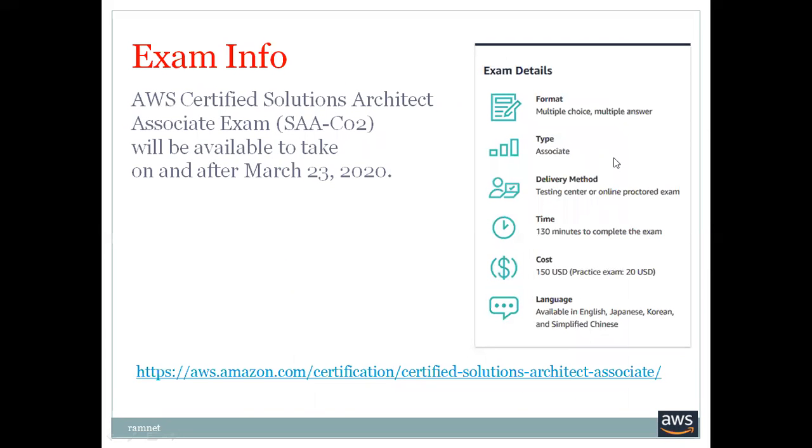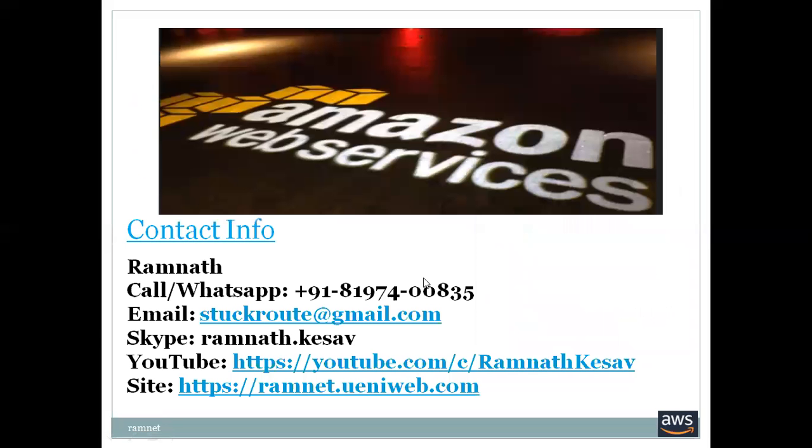The examination info I just showed you on the site itself. It is given in the same place here. It's March 23, 2020, everything is gone now, so we need to write only the C02 exam now. The format is multiple choice and multiple answer. The type is associate level. Delivery is at a testing center or an online proctored exam. Time is 130 minutes to complete the exam. Cost is $150. You can go to the exam information directly.